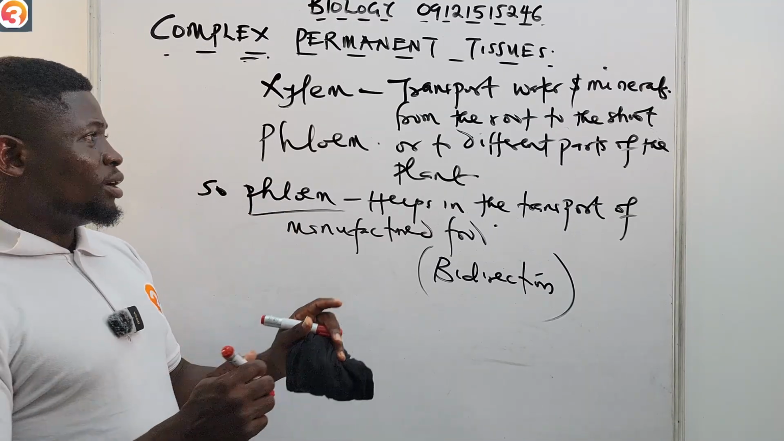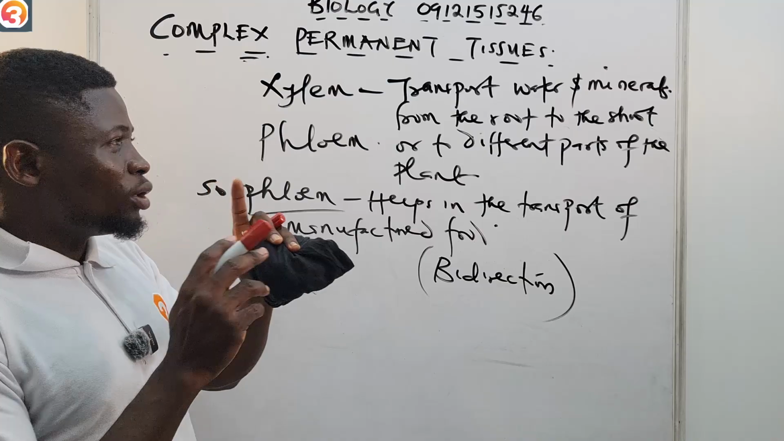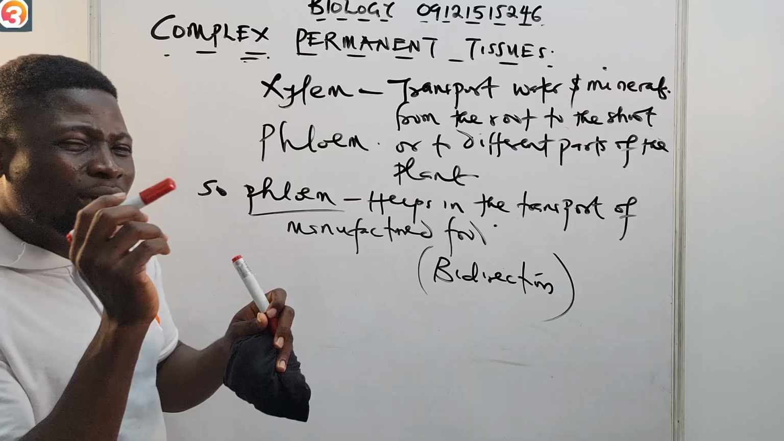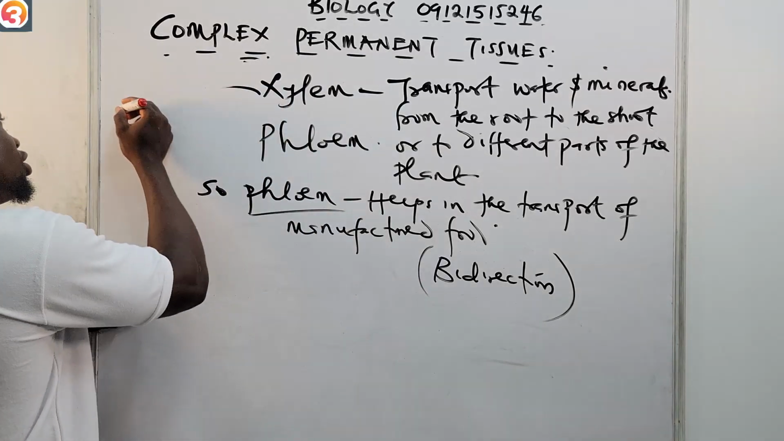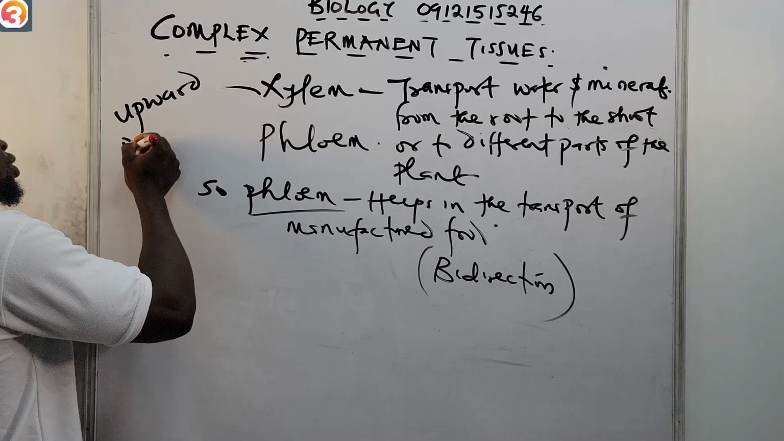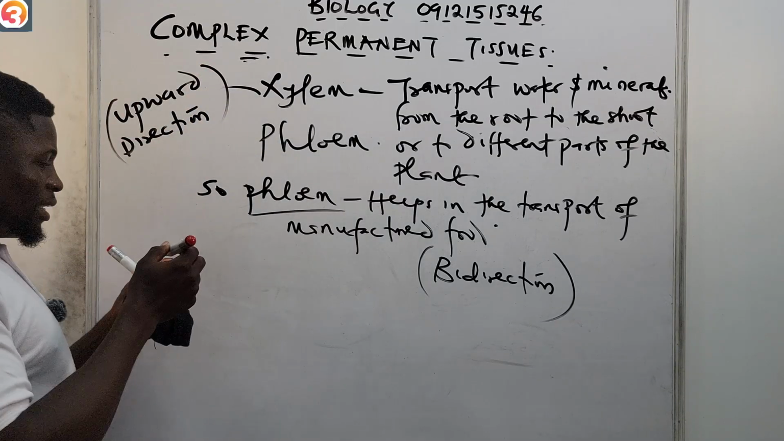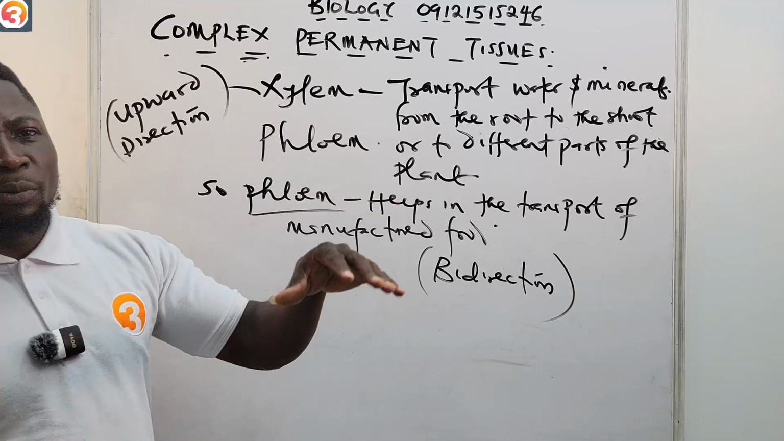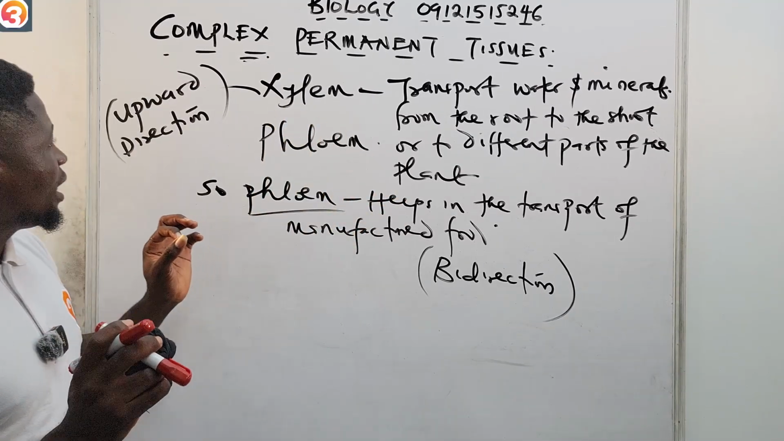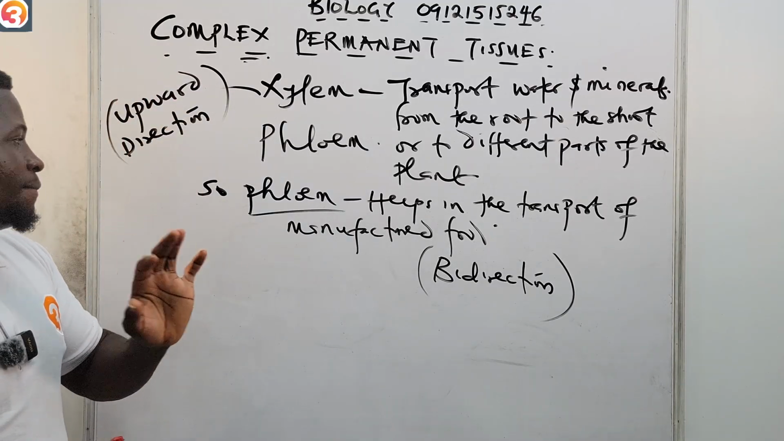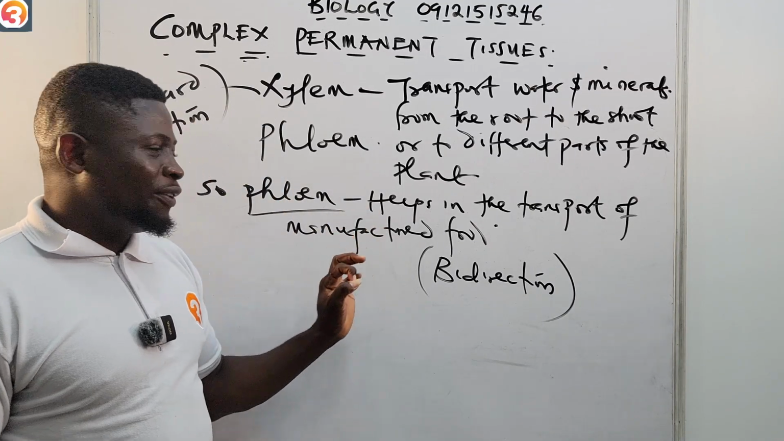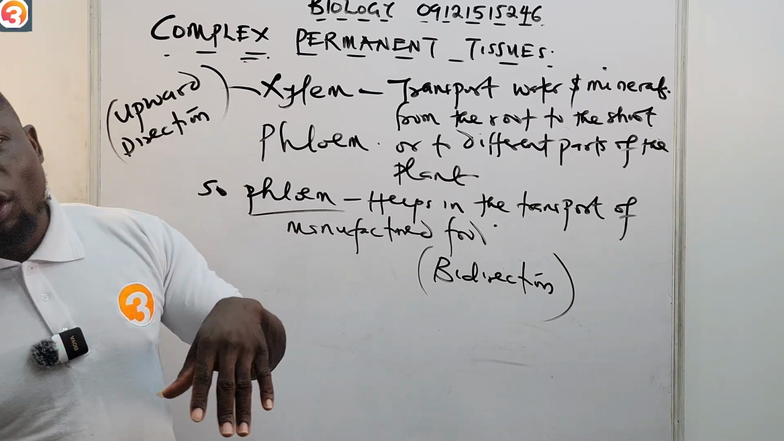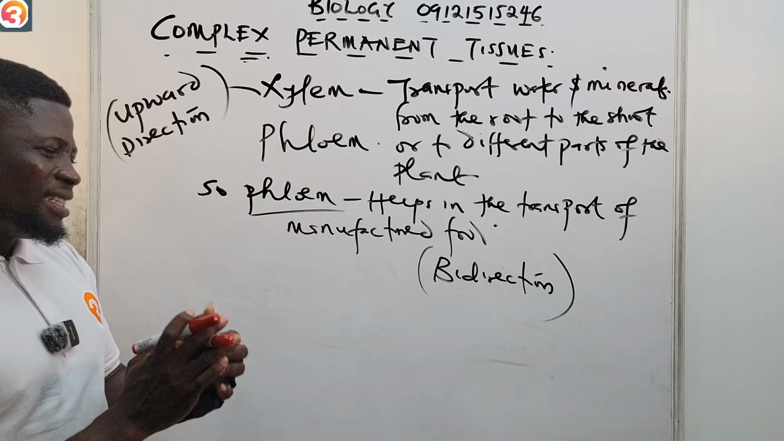So I do not want to rush you, but you should know that xylem transports water and minerals from the roots to other parts of the plant, in only one direction, mostly in the upward direction. These are exam questions. While the phloem helps in the transport of manufactured food, and the movement is usually bidirectional. It could be from the root to the leaves, or from the leaves to the root. So please take note of all of that.